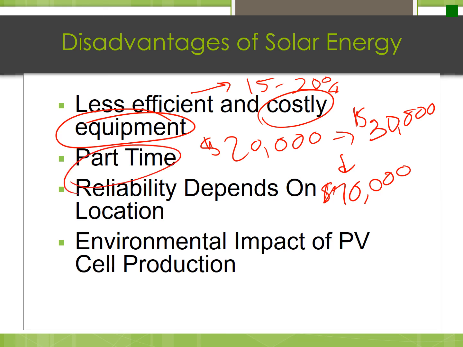It is only part-time. What does that mean? Well, you only have the sun for some parts of the day. We will always have night, so it is only part-time. Its reliability depends on the location. A desert is obviously much better than someplace in the shade. And then there is an environmental impact of creating these things. You have to mine the silicon and all the equipment in order to produce these PV cells, so you are doing some damage to the earth in order to create this energy.